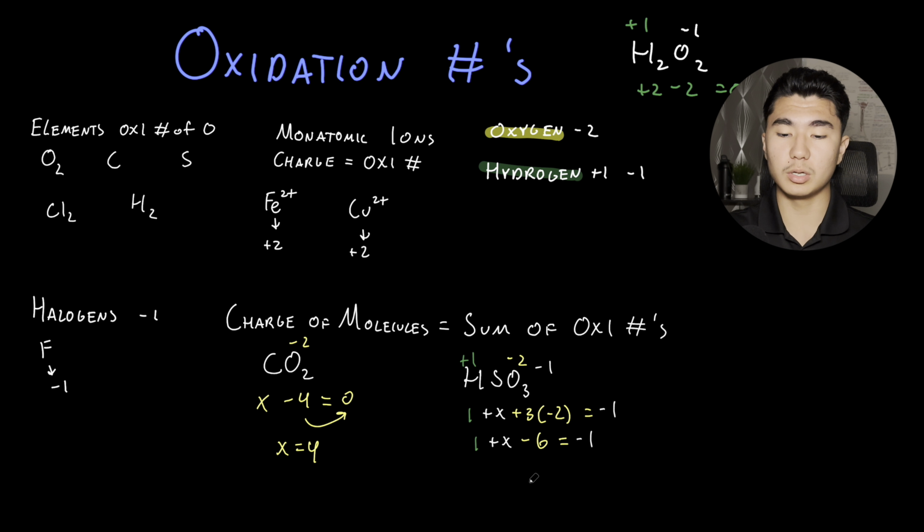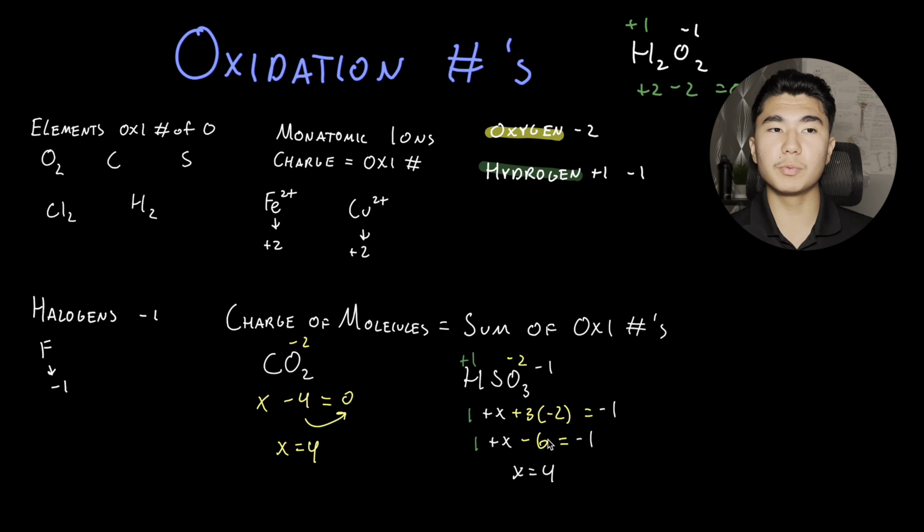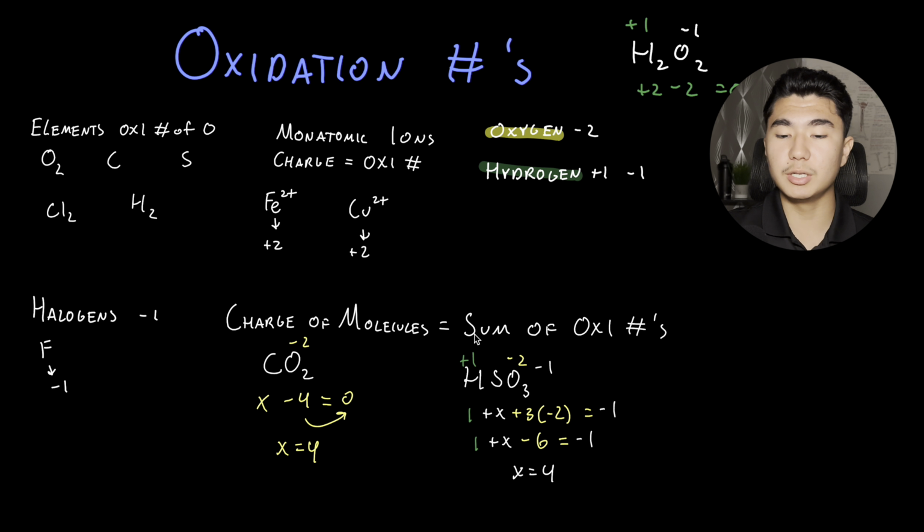5 minus 6 equals -1, which is our overall charge of that molecule. So like we said, charge of molecules equals the sum of oxidation numbers. And this is important in finding oxidation numbers like sulfur, because we don't really know off the bat what that oxidation number is. But when we do know oxygen and we do know hydrogen, and we know the charge of the molecules, all we have to do is basic algebra to find that oxidation number.